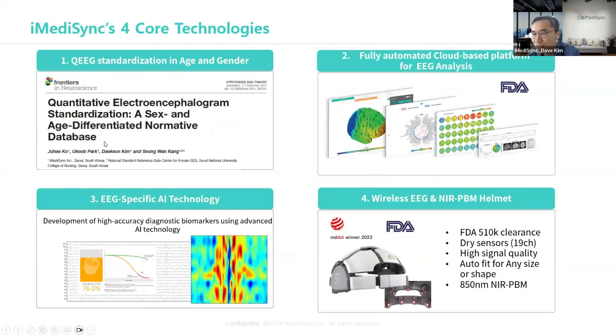The core technology is the normative database. As you know, the EEG normative database is basically culture-free, but male and female are very different. So we developed the sex-classified normative database. That's the first normative database that is sex-classified in the world. And the second core technology is the cloud-based EEG analysis.